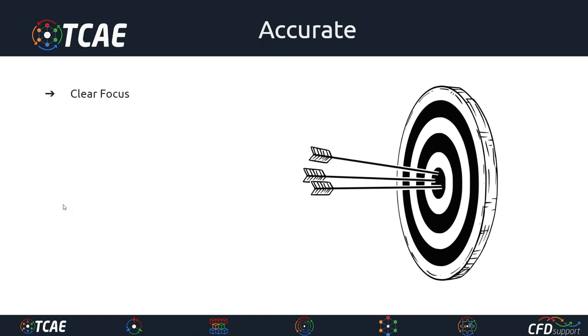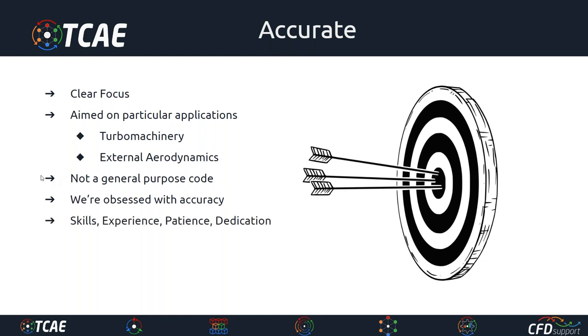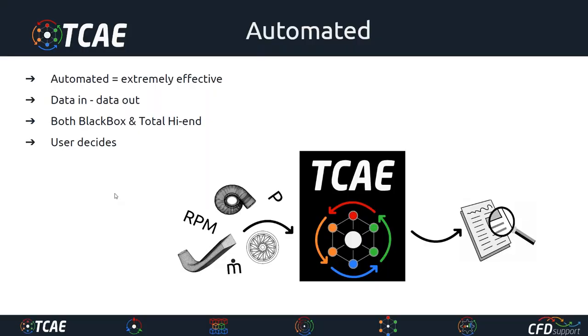TCAE is accurate. We are very, very keen on accuracy. It's aimed at particular applications. That's the reason why it can be accurate, because it's not doing everything. It's focused especially on turbomachinery simulations and external aerodynamics. And it's definitely not a general purpose code for everything. We are obsessed with accuracy, and we believe that we have gathered a pretty unique know-how, which we are, of course, delivering with the software. And there are a lot of benchmarks to prove it.